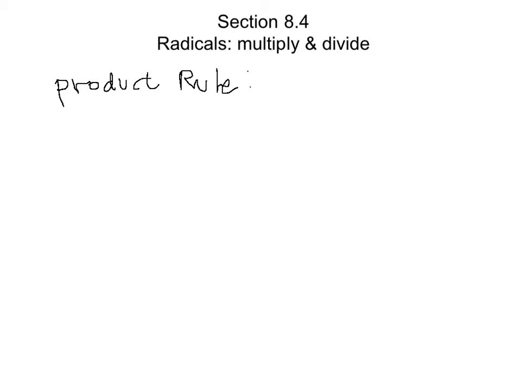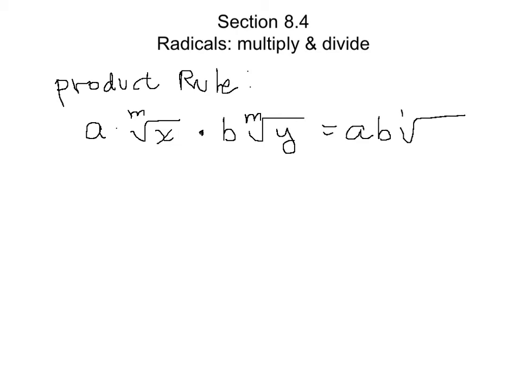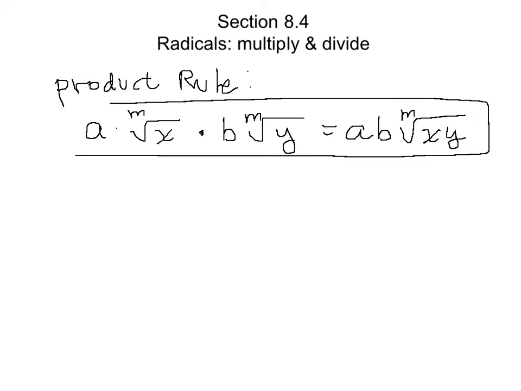The product rule says that if you have some number a times the mth root of x, and then you multiply times b times the mth root of y, that's going to give you ab times the mth root of x times y. And that probably is something that's fairly believable to you. And that's something that we'll use throughout our work here.